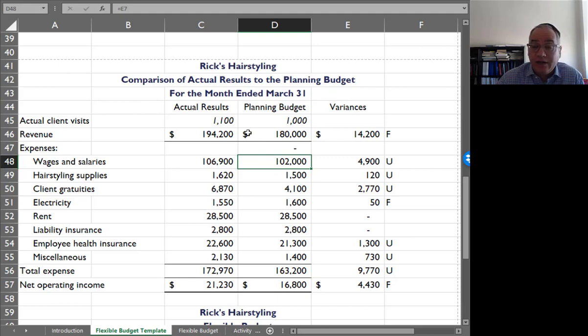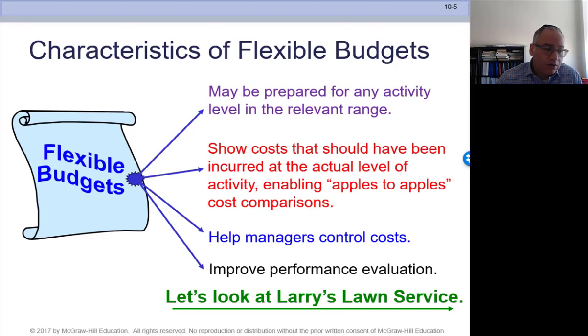Big surprise, right? So what you want to do is see if you can adjust your budget to take into account the reality of what should have happened if you had sold 1,100 units, and then what actually happened. So with a flexible budget, it can be prepared, as I said before, for any activity level in the relevant range, and it helps you control costs.